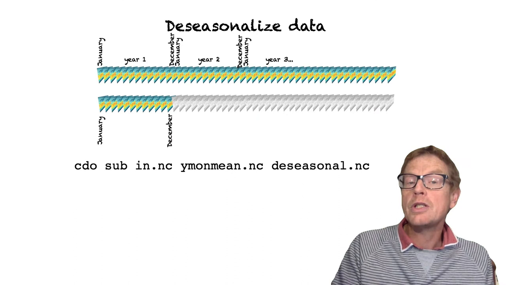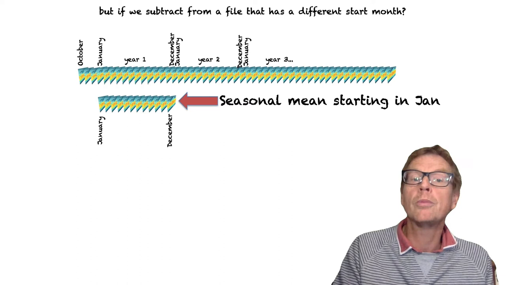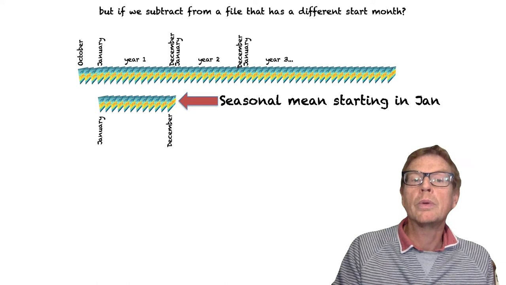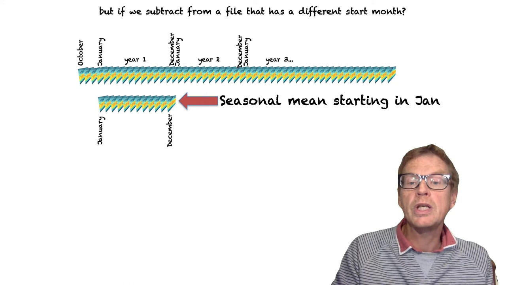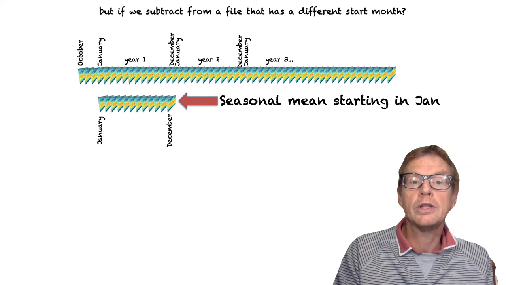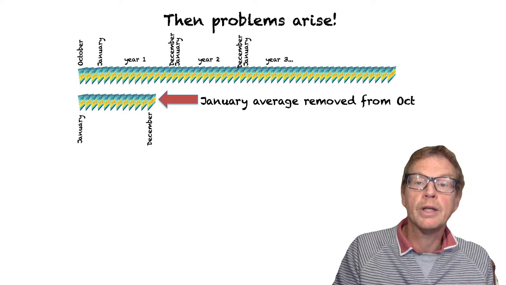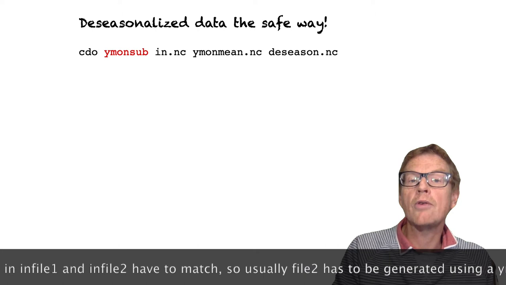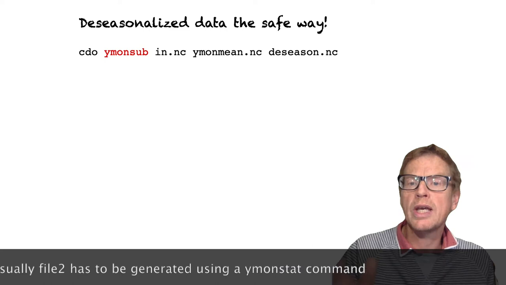So let's imagine a situation now. We've got some calculation of the annual mean, and that's been performed from a file that started in January, so the ymonmean gives us a file that starts in January, but then we want to subtract it from a different data set that starts in October. What we want is to subtract the January average from the January, but CDO simply lines up the start of these two files. So what CDO would actually be doing would be subtracting the January average from October. Now we can get around this by using more robust commands. Rather than simply using sub, we can actually specify the kind of subtraction that we want to do. So we can do ymonsub, which means take away the averaged ymonmean from the input, and actually ensures that each date is lined up with the correct monthly date in the input.